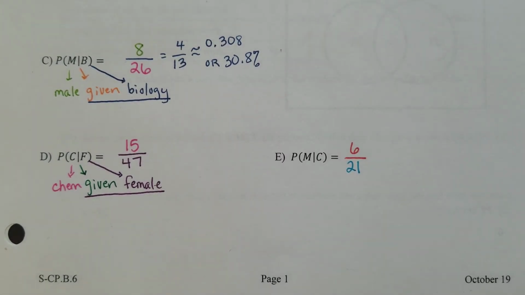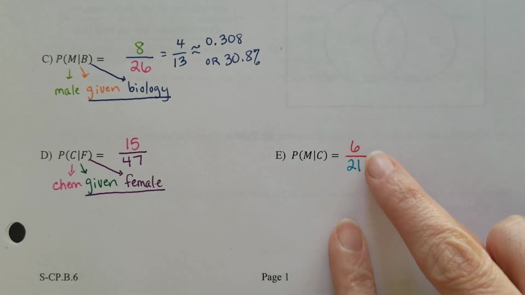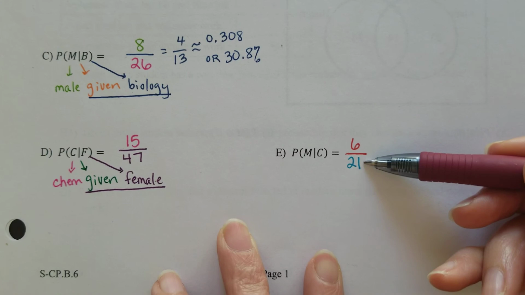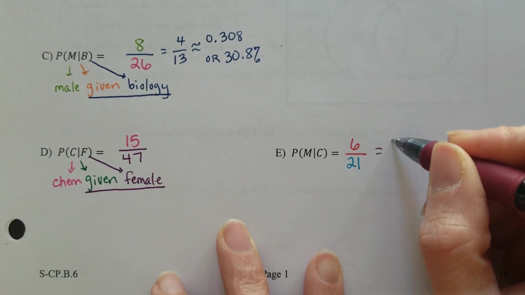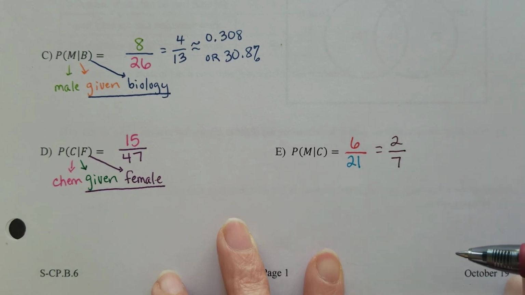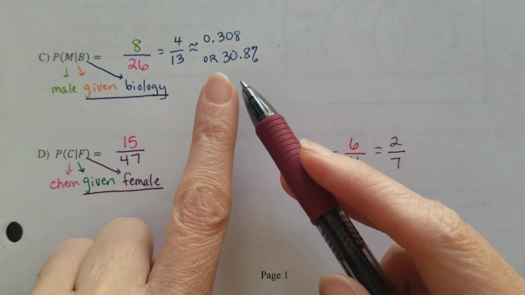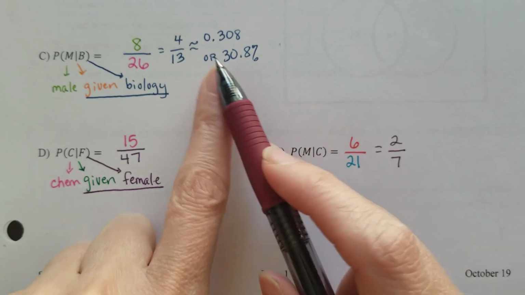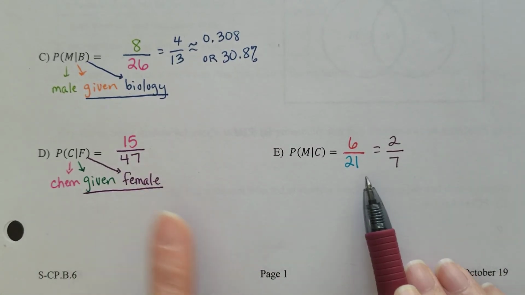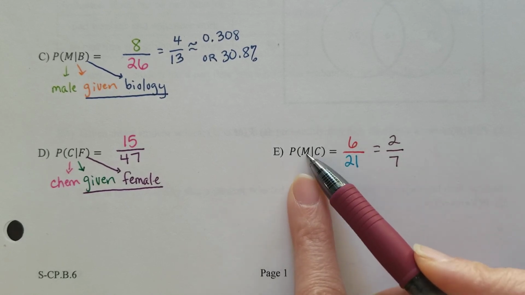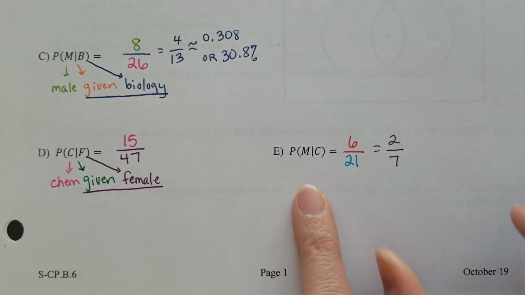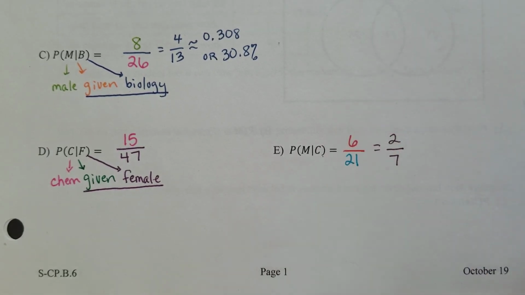Okay, here's the answer for example E. We should have 6 over 21. 6 over 21 will reduce, dividing both top and bottom by 3. 6 divided by 3, of course, is 2. 21 divided by 3 is 7. So our answer will be 2/7. You'll notice I'm not giving you decimal and percentage equivalents at the moment, because I want to focus more on how we write the fraction. This one told us to look for males assuming we were looking at chemistry students. So we were only drawing out of the column, the vertical column, that had chemistry students in it.